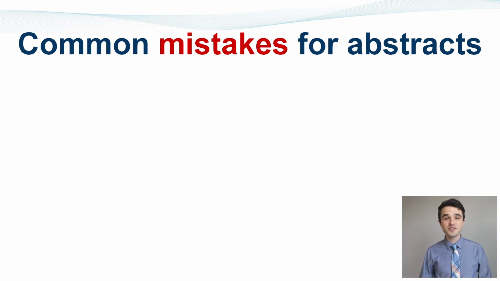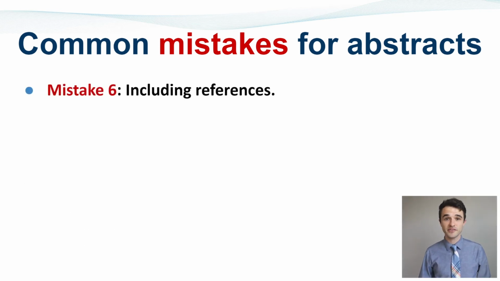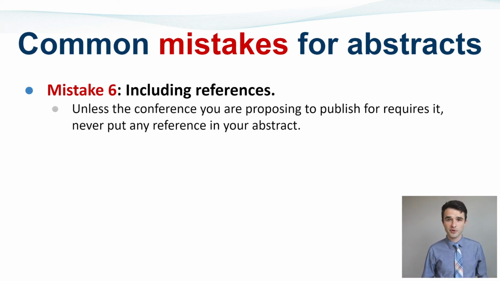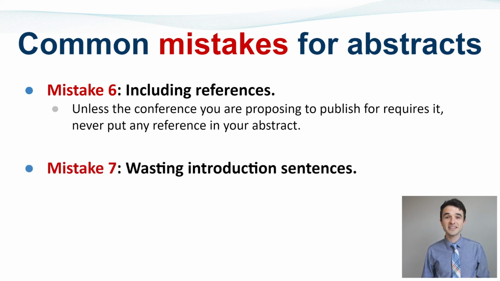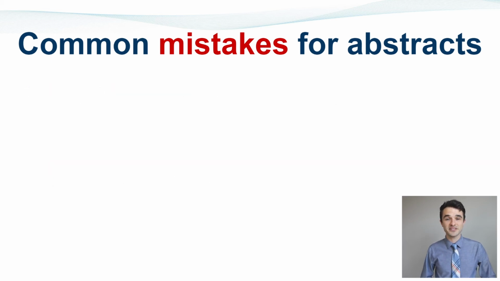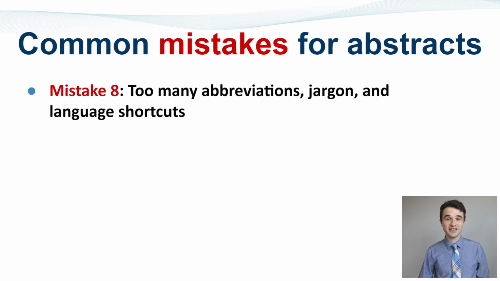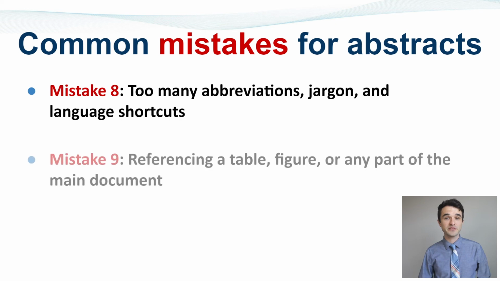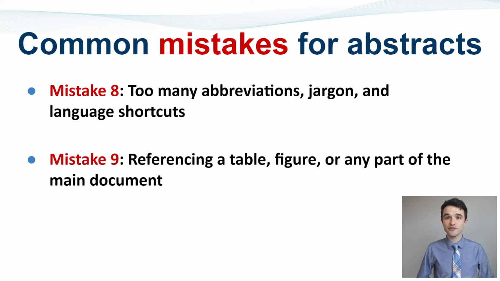Common mistakes continued. Mistake 6, including references. Unless the conference you are proposing to publish for requires it, never put any reference in your abstract. Mistake 7, wasting introduction sentences. Lead sentences should be clear and specific, not too general. And our last slide on common mistakes for abstracts. Mistake 8, too many abbreviations, jargon, and language shortcuts. Mistake 9, referencing a table, figure, or any part of the main document.